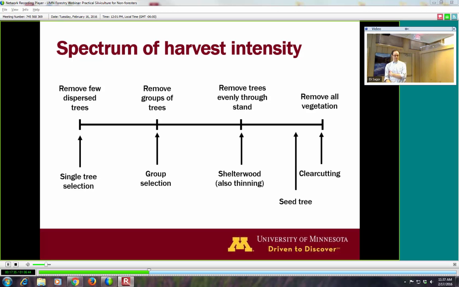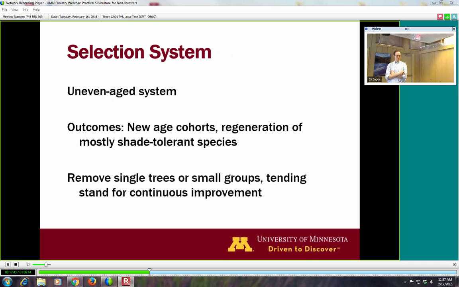I'm also going to talk about the seed tree system, which is pretty close to clear cutting, so somewhere in between shelterwood and clear cutting. So let's get into the first of those, the selection system. We're going to talk first about single tree and then group selection.